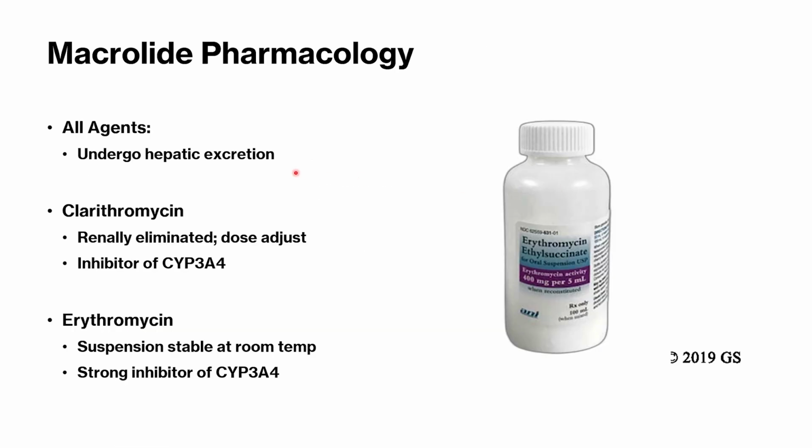So macrolide pharmacology. All agents undergo hepatic excretion. Although clarithromycin's also renally eliminated, so you have to renally dose adjust it. It seems like a little bit of a conundrum, but it's possible for both to happen. Clarithromycin is also an inhibitor of CYP3A4, as well as erythromycin. They're both CYP3A4 inhibitors, so if you're going over a drug regimen, make sure to check to see, is this going to affect any of the other drugs that they're on or that they're taking?